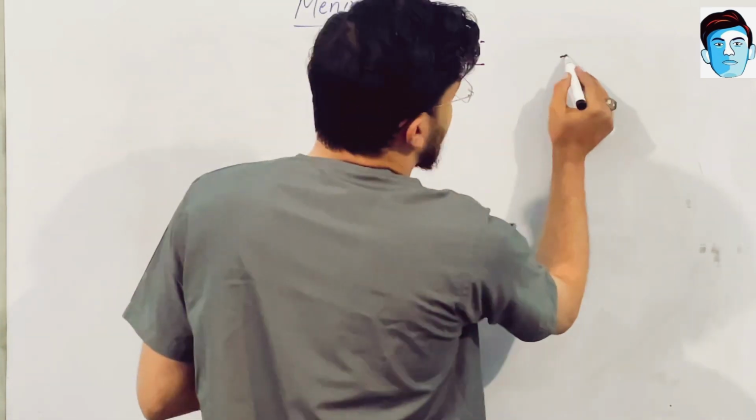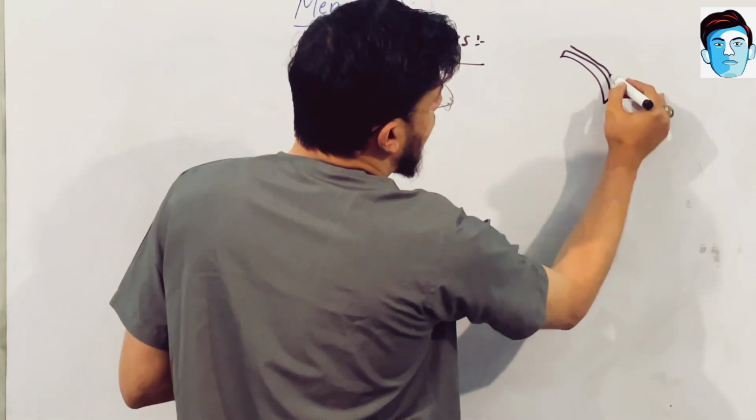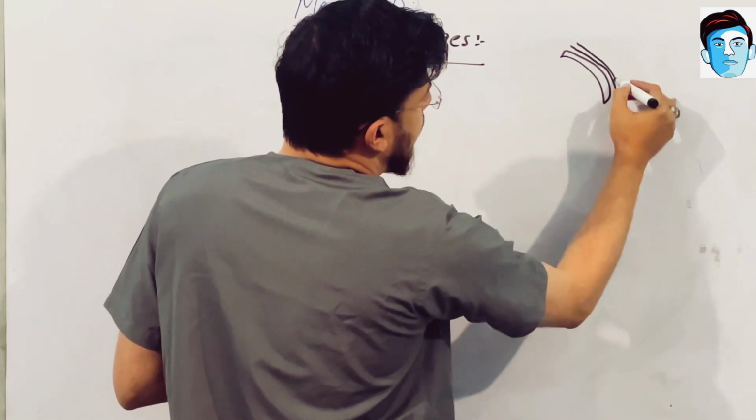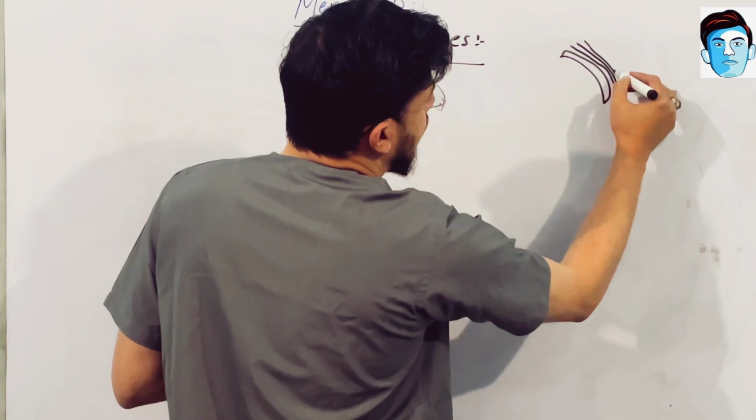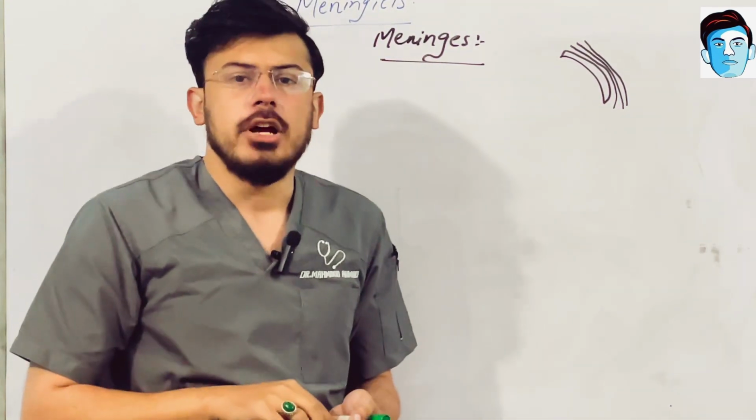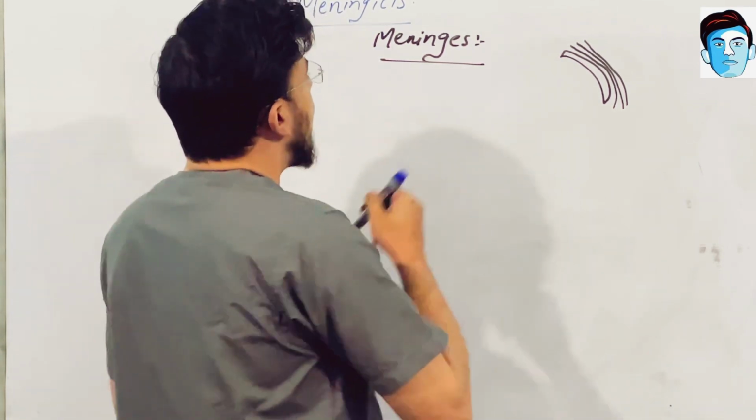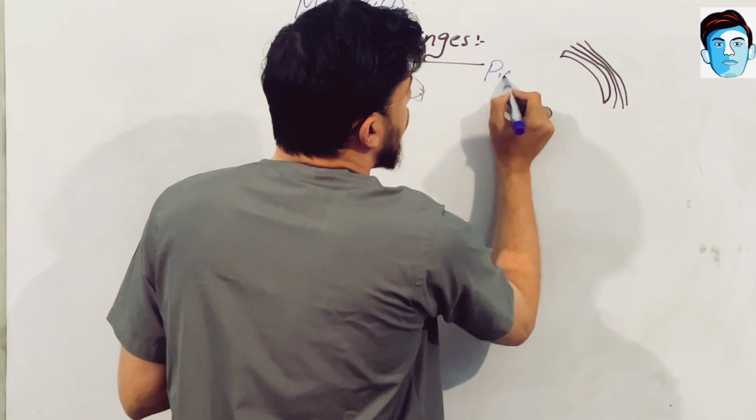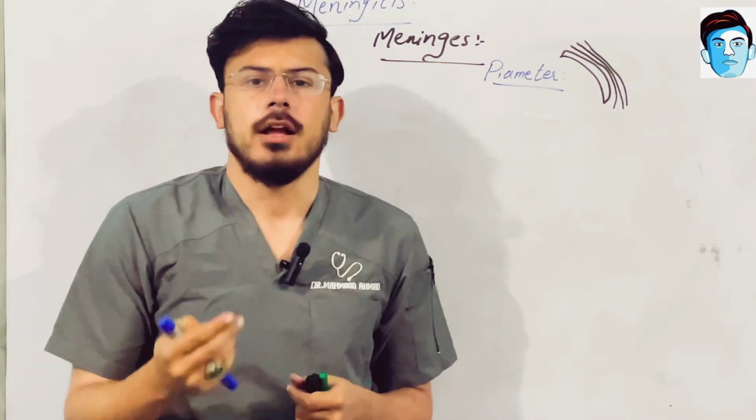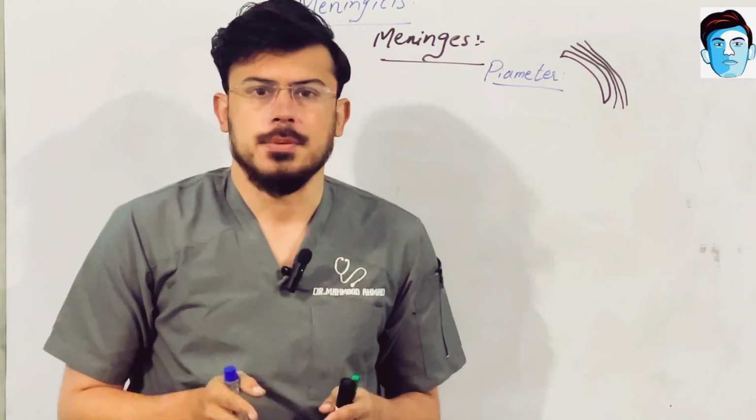Let's say if this is a brain, just adherent to the brain there is pia mater, then arachnoid mater, and then dura mater, which is adherent to the skull. Meningitis is the infection of the pia mater. It's important. It is somehow different from encephalitis. Encephalitis is the infection of brain substance.